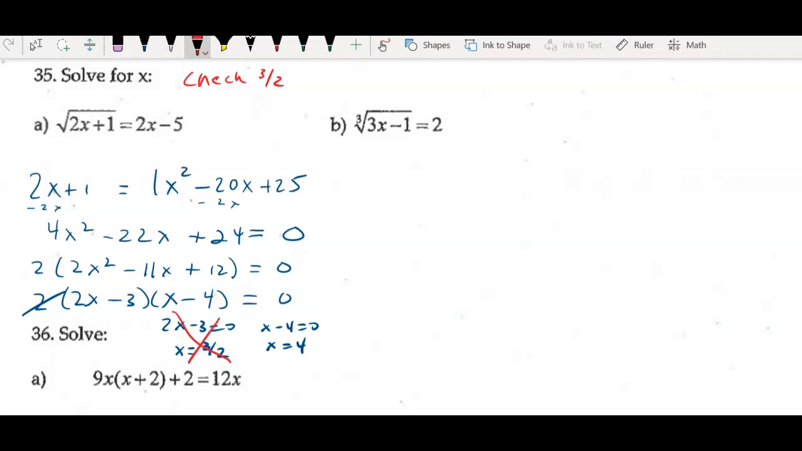Got to get rid of that one. You check the 4. The 4 is going to work perfectly. 4 times 2 is 8, minus 5 is 3. That one's your answer.